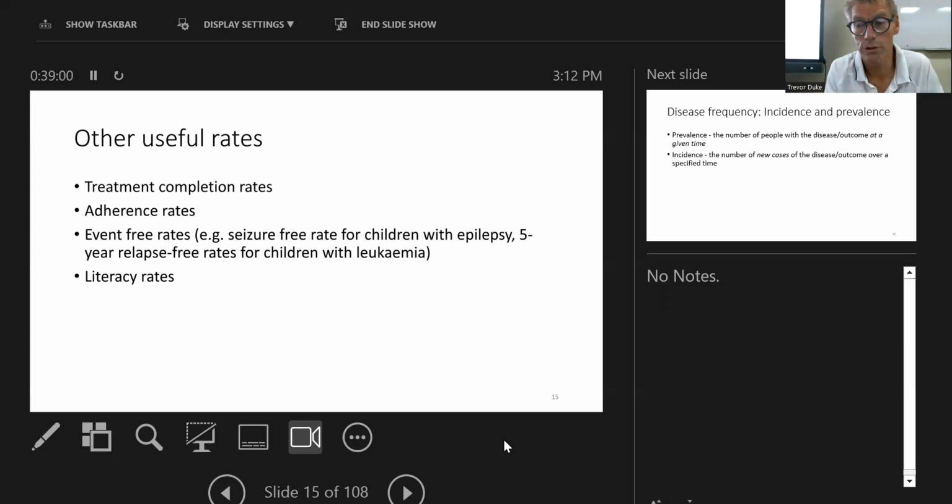We also, it's a relatively common measure, measure literacy rates in children. So you might measure that. There's those things.